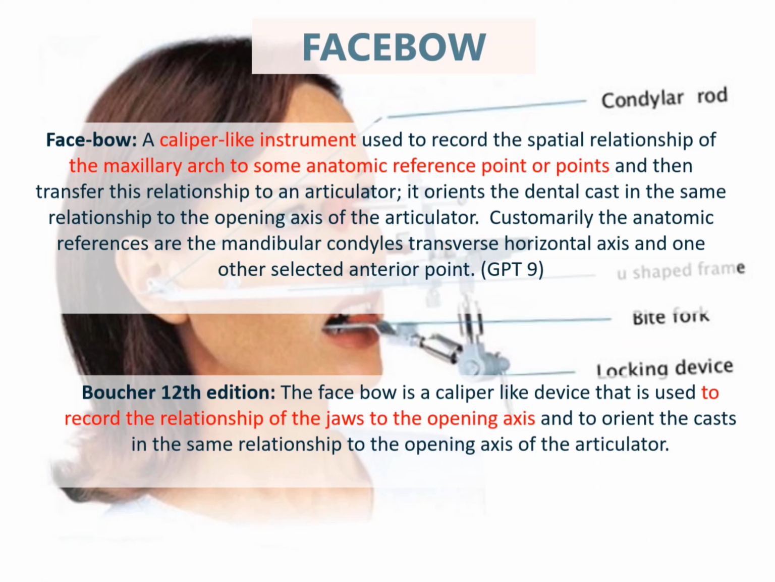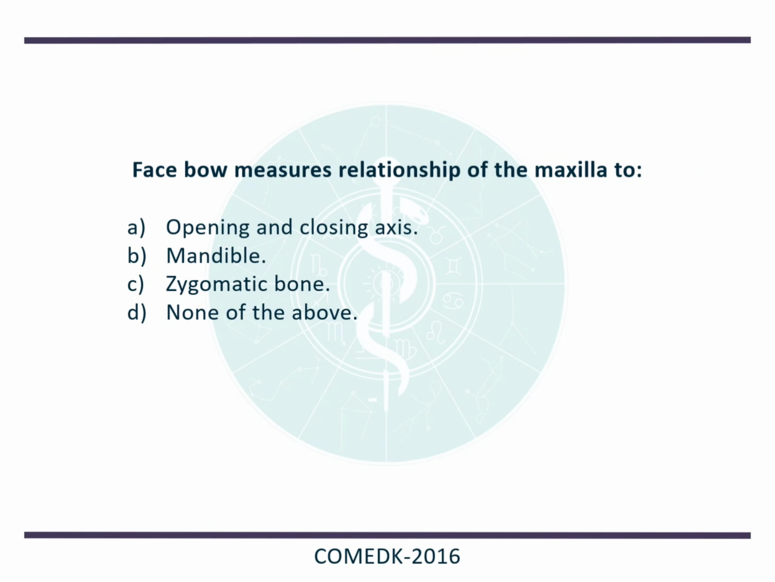Boucher's 12th edition defines it as a caliper-like device that is used to record the relationship of the jaws to the opening axis and to orient the cast in the same relationship to the opening axis of the articulator. Now let's answer this question. Facebow measures the relationship of maxilla to opening and closing axis, mandible, zygomatic bone, none of the above. The answer is A, as we have already discussed.